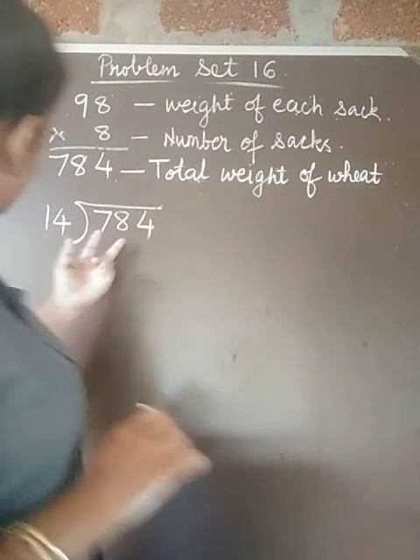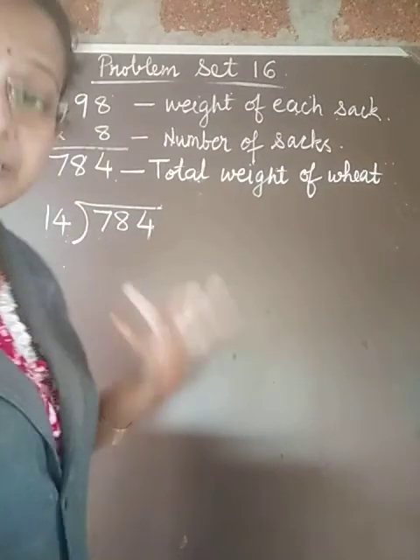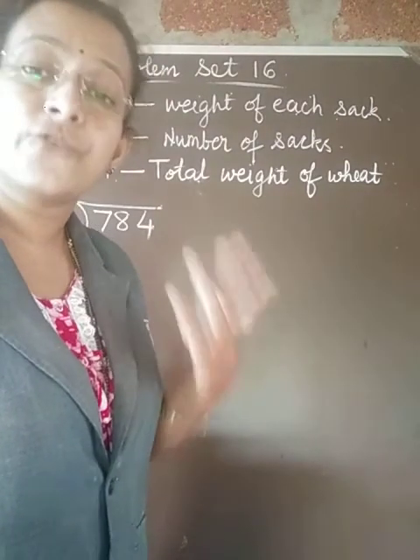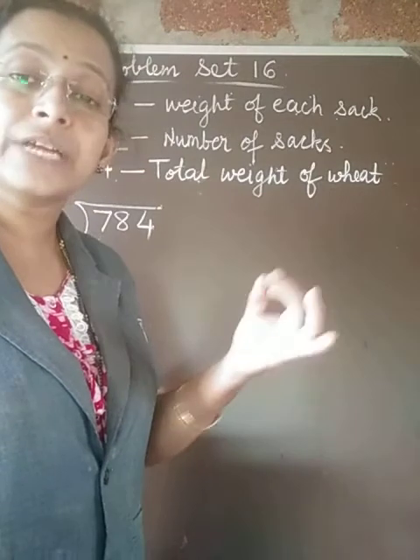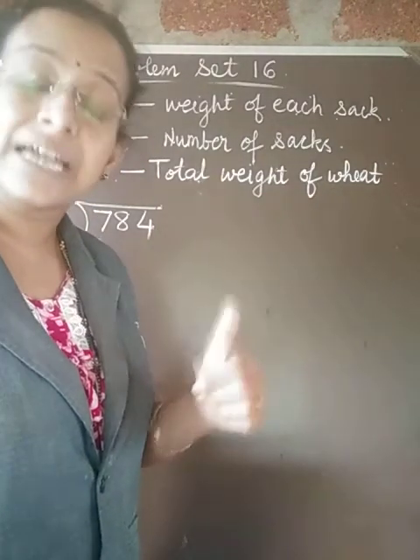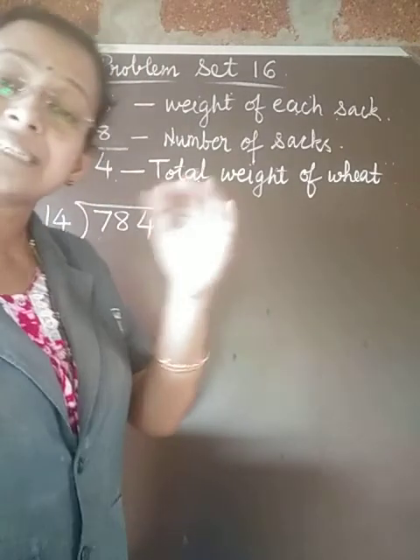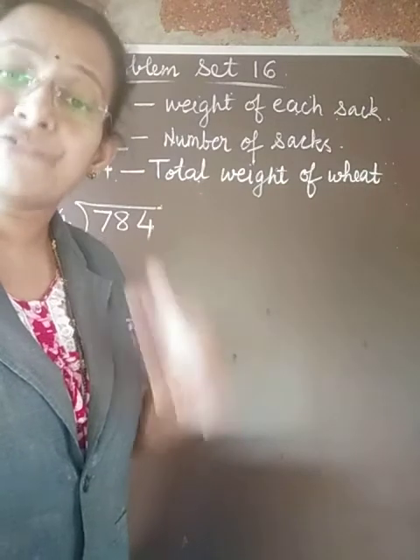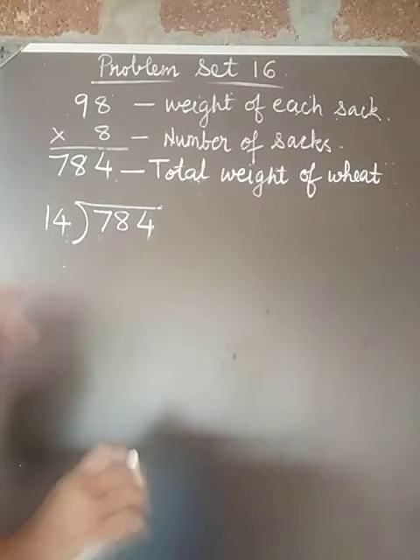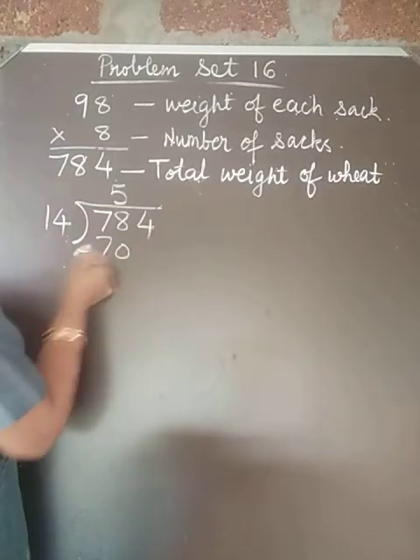So let's say these are a bigger number as compared to 14, therefore we can say the table of 14. 14 ones are 14, 14 twos are 28, 14 threes are 42, 14 fours are 56, 14 fives are 70, 14 sixes are 84. So 14 fives are 70 and 14 sixes are 84. So 14 fives are 70, which is close to 78. So what will we write here? 14 fives are 70.